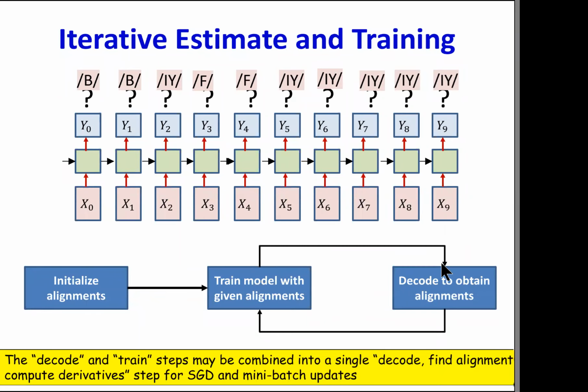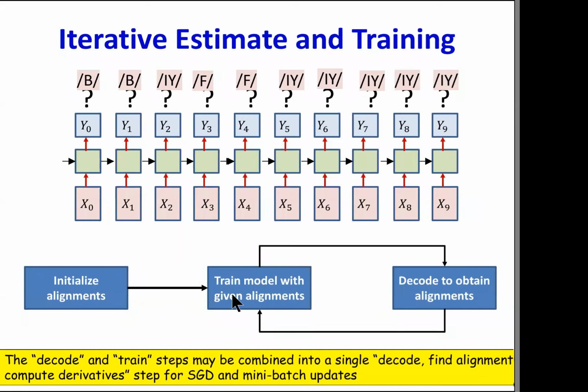Use the trained model to go back and realign all of your training instances, and then use the new alignments to go back and train the model. And you can keep doing it till the best path probabilities converge or the alignments stop changing. Now this align and train steps can be combined into a single decode, find alignment, and compute derivative steps for SGD and mini batch updates.